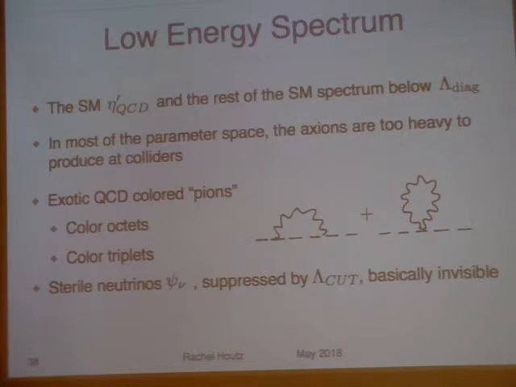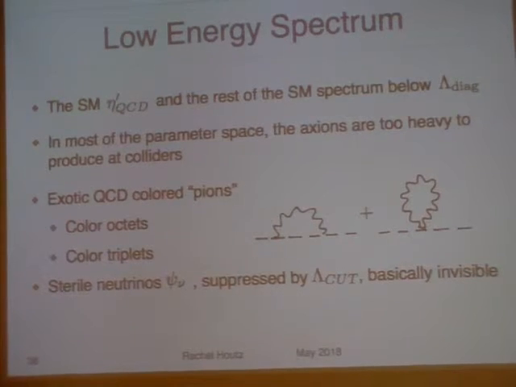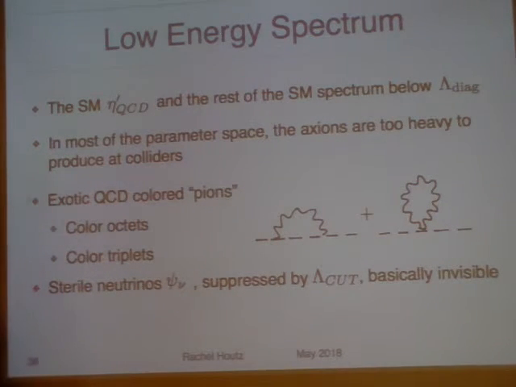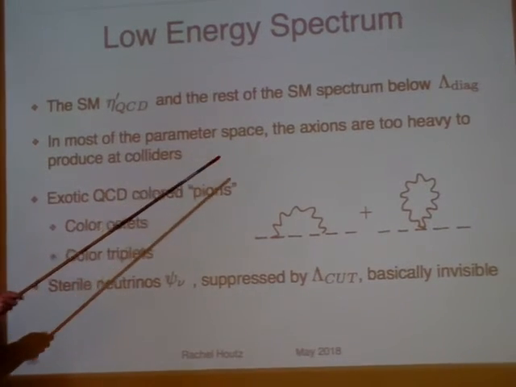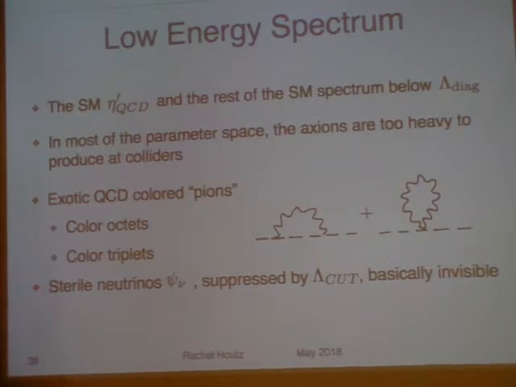I'm almost done, so don't worry, I won't hold you too long. So the low energy spectrum is that we have the eta prime of QCD plus the rest of the standard model spectrum below lambda diagonal.